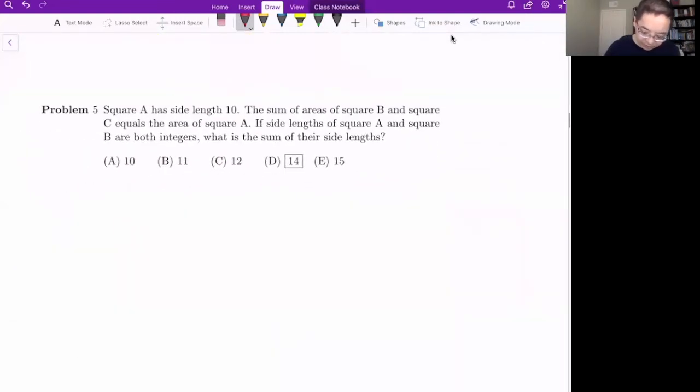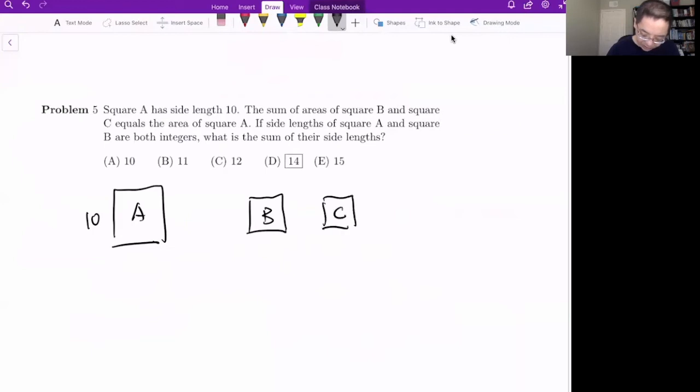All right, so here it says we have a square, which is A. The side length is 10. And then we have two smaller squares, one is B and the other one is C. I use lowercase to denote their side lengths, b and c.